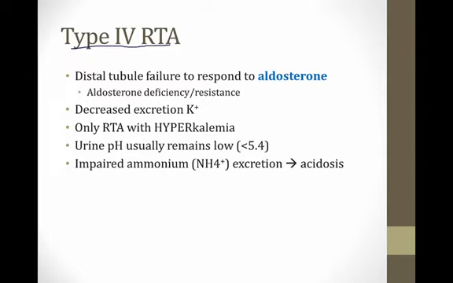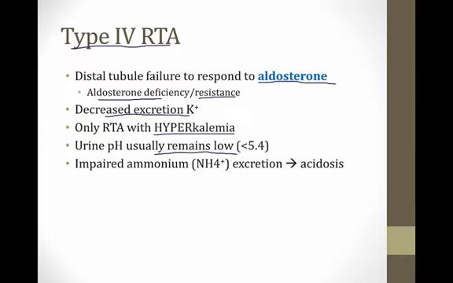And in a type 4 renal tubular acidosis, the problem is that the distal tubule cannot respond appropriately to aldosterone. This can be due to either an aldosterone deficiency state or resistance to aldosterone, and we'll talk more about that in the next slide. When aldosterone cannot perform its job, the result is decreased excretion of potassium and thus retention of potassium ions. Therefore, this is the only renal tubular acidosis that is associated with hyperkalemia. The urine pH in a type 4 RTA usually remains low, and this distinguishes it from a type 1 RTA where the pH is high.